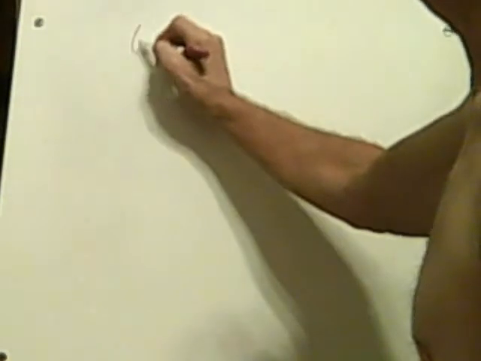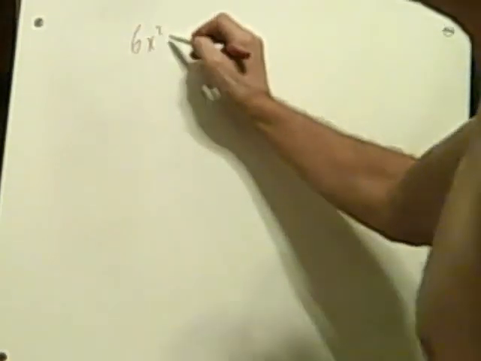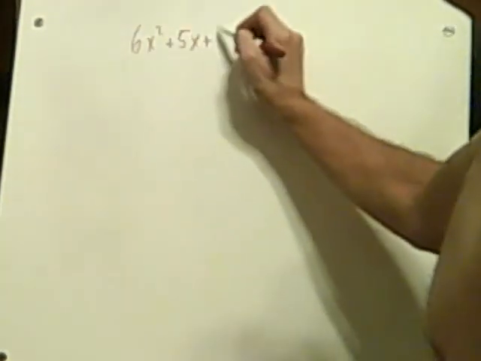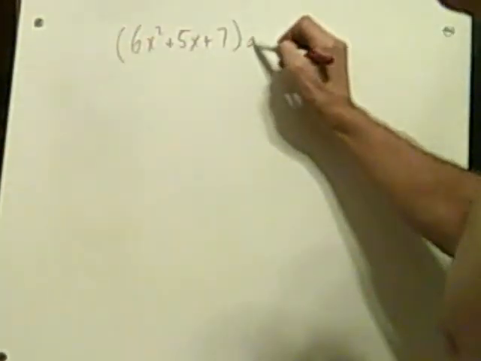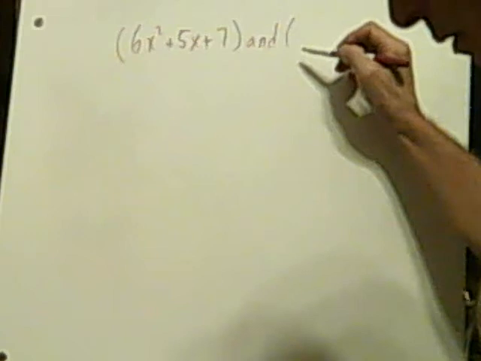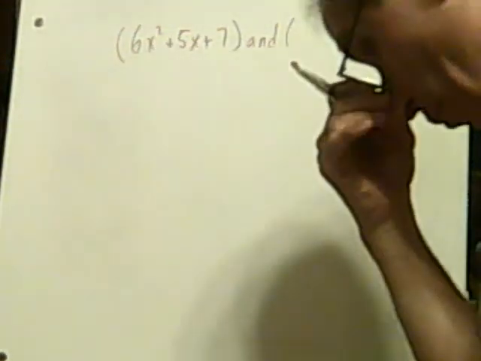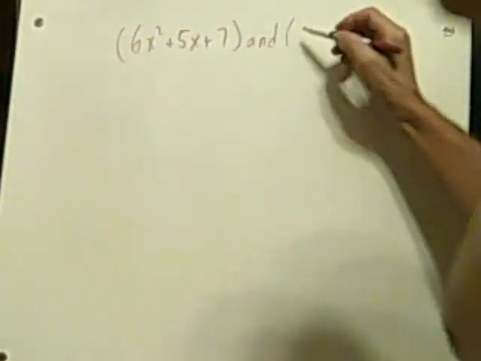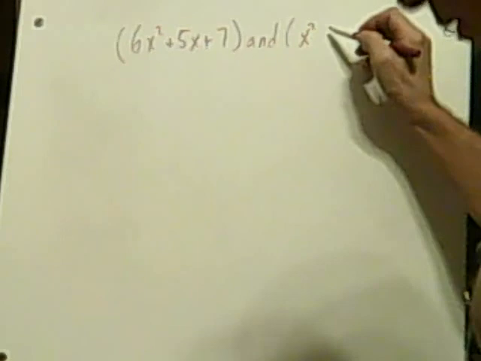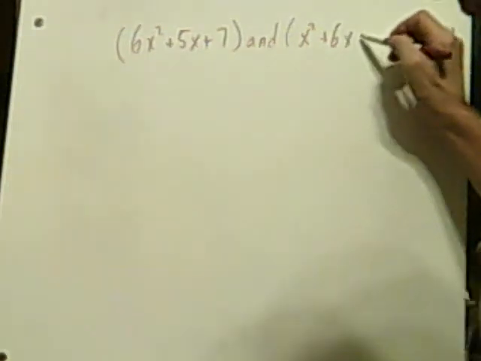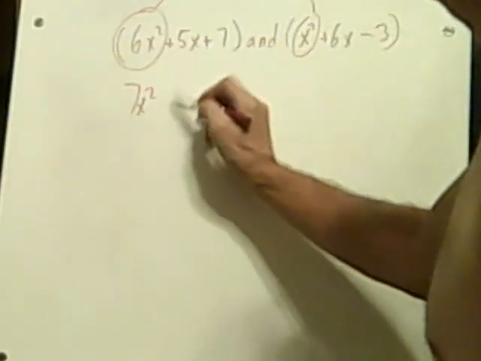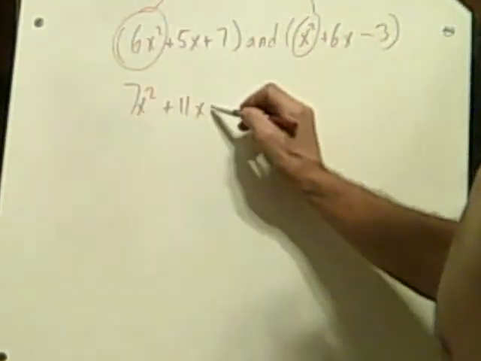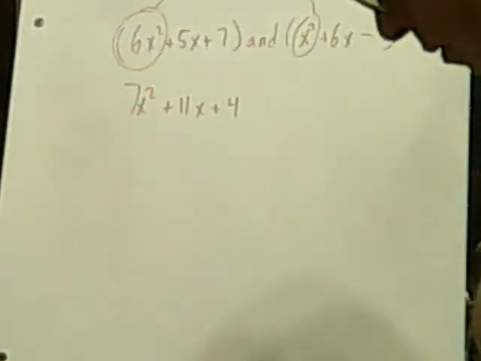Six x squared plus 5x plus 7. Now this says and, but of course and is the same as plus. They shouldn't be putting and in the math book. That belongs in a word problem. x squared plus 6x minus 3. Okay? That's 7x squared plus 11x plus 4. Okay.